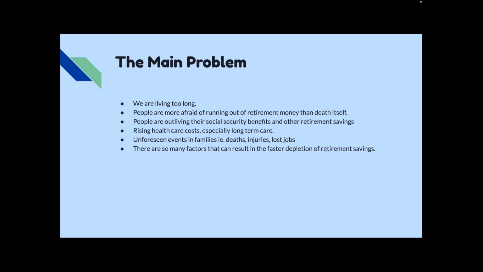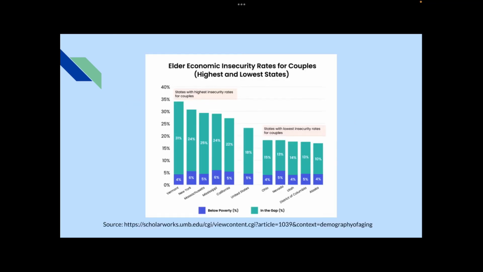And this is really important because if you look at this chart here, we have a high rate of insecurity for elder households, especially in states such as California, Vermont, New York, Massachusetts, Mississippi. As you can see, a lot of people are very worried that during retirement they're going to run out of money and fall into poverty, and that's obviously not the ideal situation for retirement. You want to be able to upgrade your lifestyle, not downgrade, or even worse, have to go back to work.